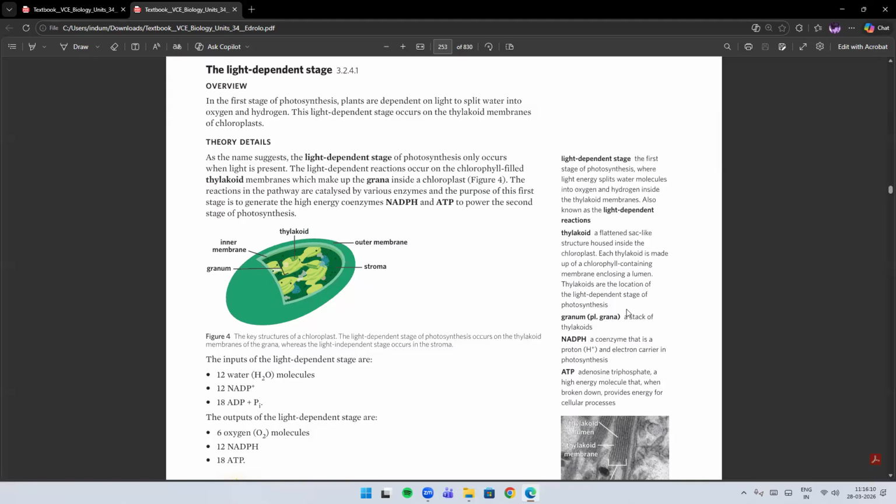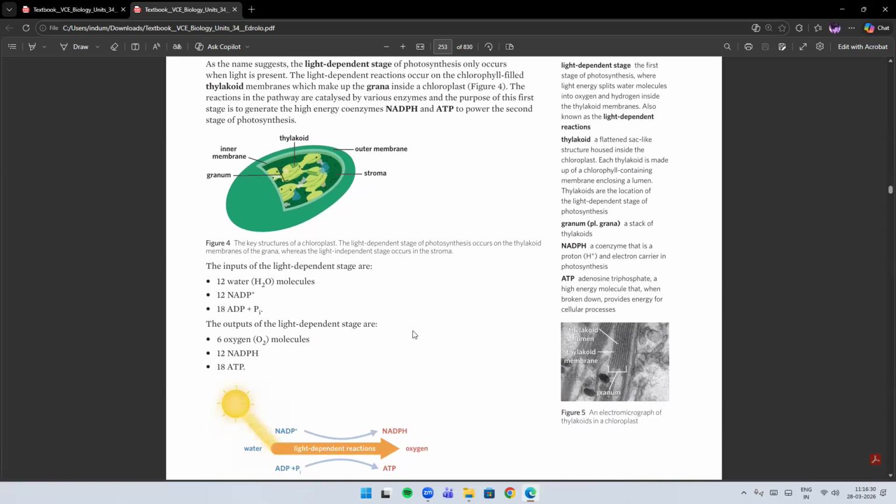Figure 4. The reactions in the pathway are catalyzed by various enzymes, and the purpose of this first stage is to generate the high-energy coenzymes NADPH and ATP to power the second stage of photosynthesis. The inputs of the light-dependent stage are 12 water molecules, 12 NADP+, 18 ATP plus inorganic phosphate. The outputs of the light-dependent stage are 6 oxygen molecules, 12 NADPH, and 18 ATP.